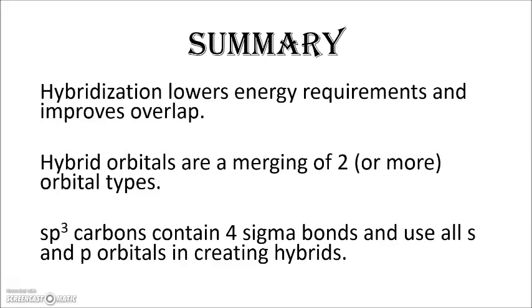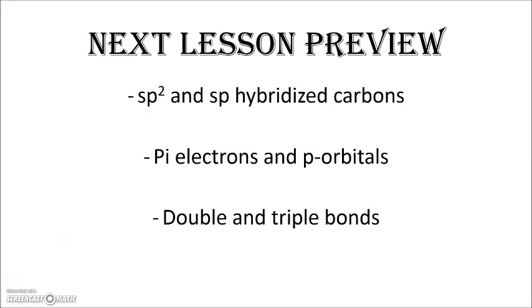And then finally, number 3, sp3 carbons contain 4 sigma bonds. Again, those are single bonds. And they use all s and p orbitals in creating hybrids. So again, anytime you see a carbon, like methane or any other thing, carbon tetrachloride, something like that, if I have 4 single bonds or sigma bonds around that carbon, it is sp3 hybridized.